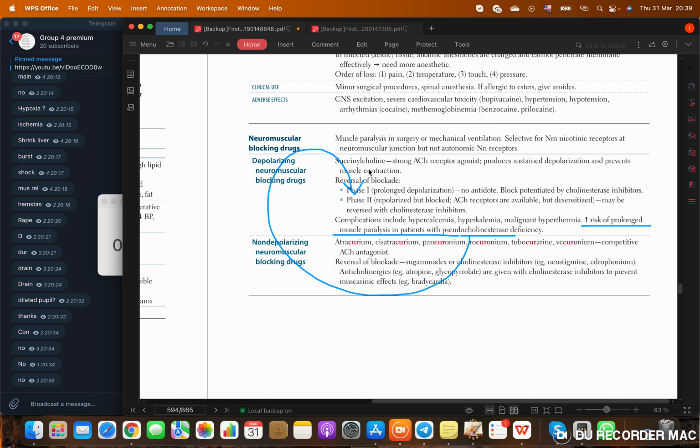So in patients who have a pseudocholinesterase deficiency, they will have a prolonged phase 1 due to depolarizing neuromuscular blocking drugs such as succinylcholine. In reality, we don't use succinylcholine at all except in one condition, which is intubation. The reason being, it acts quickly. It will paralyze the throat and prevent the gag reflex quickly. It will contract it, and you will be able to put the tube in much more easily without the peristalsis movement.